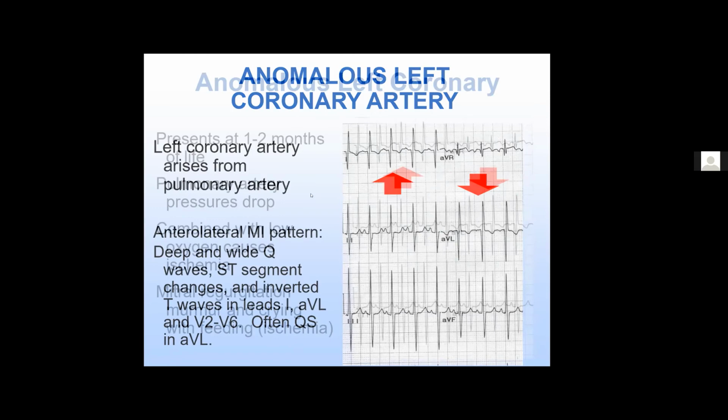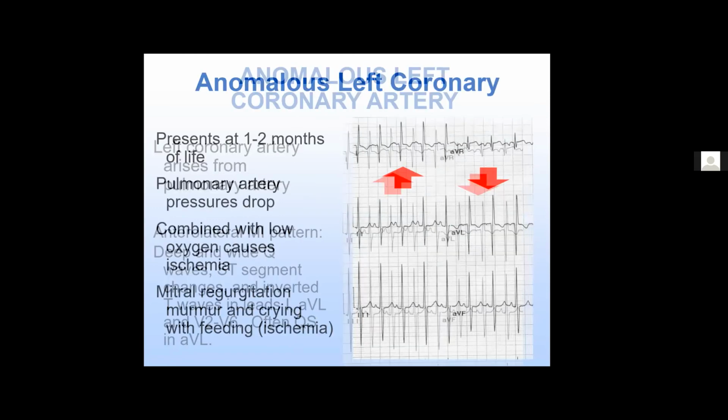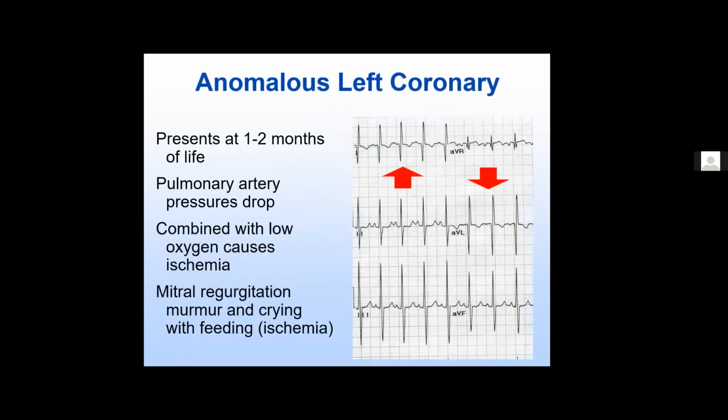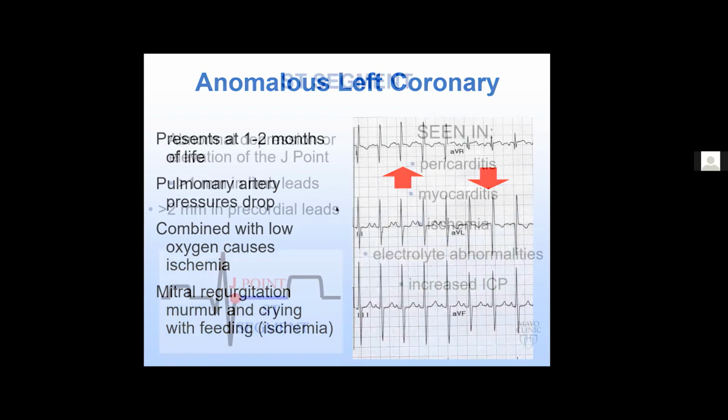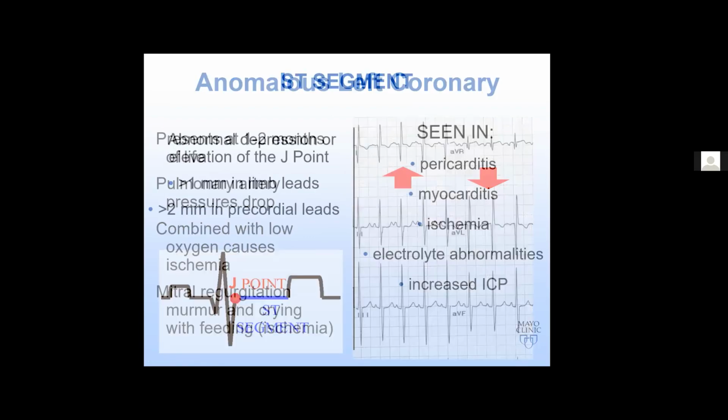Okay. This typically presents at 1 to 2 months of life after the pulmonary vascular resistance drops and the coronary perfusion pressures drop. They can present with signs of heart failure and a murmur, but as babies don't really do anything that's exercise other than eating, a lot of times you'll see irritability with feeding, a mitral regurgitation murmur, signs of heart failure. But if you see these deep wide Q waves, you definitely need to take notice of that and do a further evaluation. So let's take a look at ST segments really quickly.